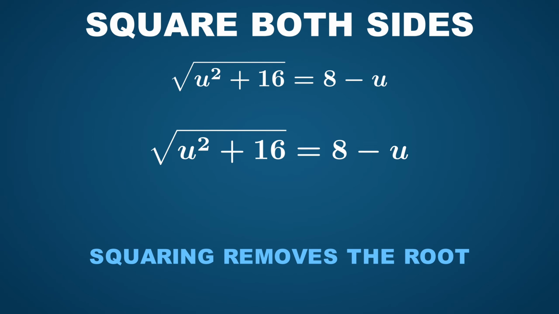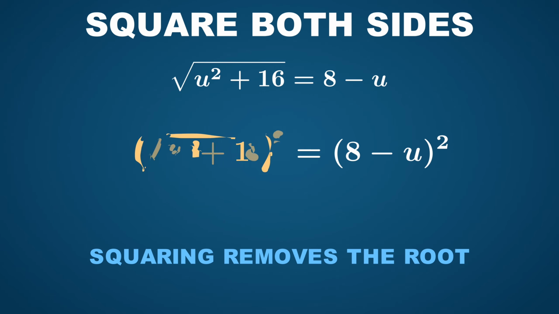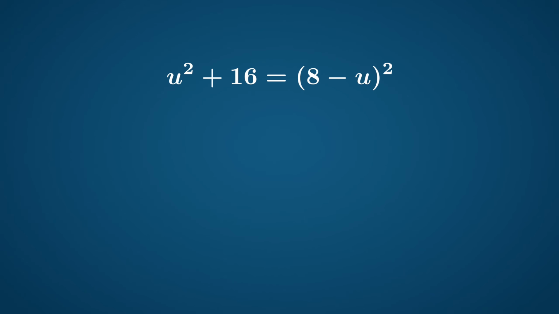We will apply a squaring operation to the entire left side and the entire right side. We place parentheses around the square root on the left and square that whole quantity. We also place parentheses around the binomial 8 minus u and square it entirely. Squaring the radical on the left side performs a perfect cancellation of the root sign. This operation simply extracts the expression that was living inside the square root. The extracted expression on the left-hand side is exactly u squared plus 16.